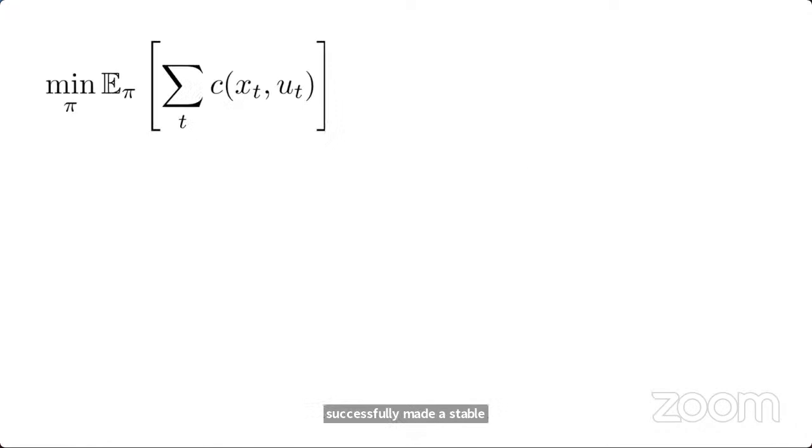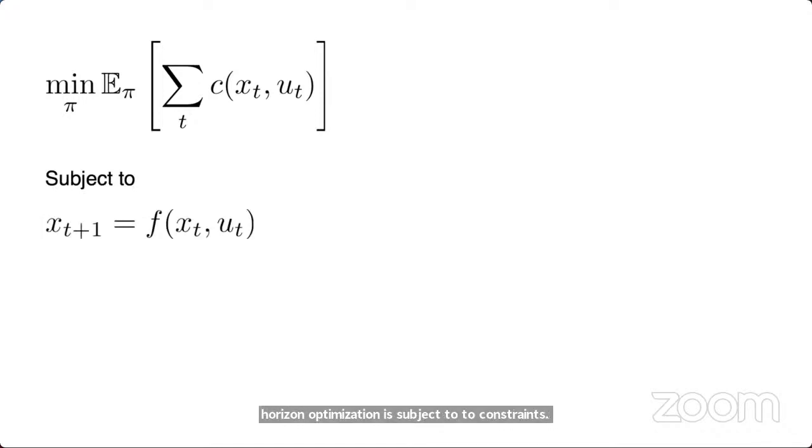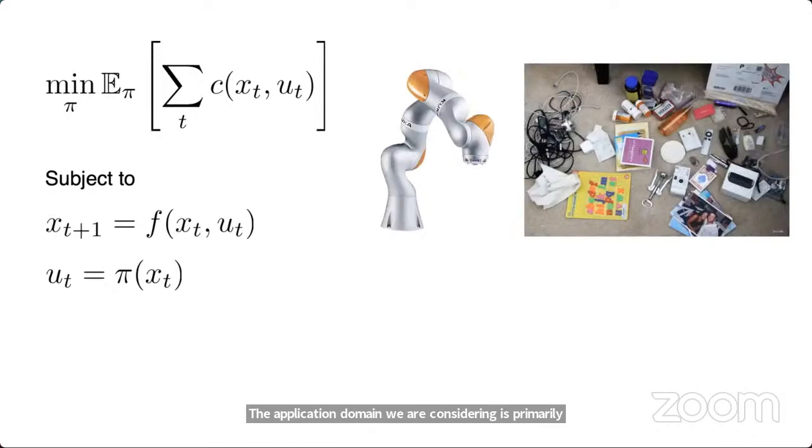Let us make the problem more specific. Our goal is to solve the optimization problem by minimizing the objective function defined on the state and action over a time horizon. The optimization is subject to two constraints. One is a dynamic constraint, which tells us how the state will evolve when taking the current state and the action as inputs. The other one is a policy constraint, which maps the current state to the action signal. The application domain we are considering is primarily manipulation, where we want the robot to interact with the environment that contains diverse objects with different dynamics.